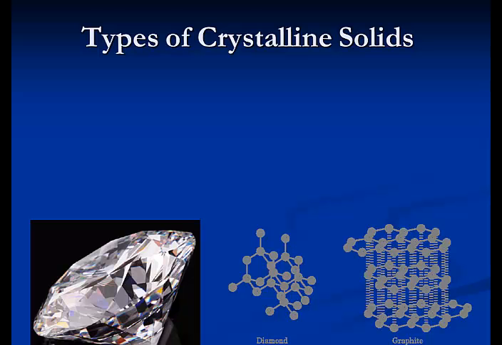Another type of crystalline solid is covalent network. So metallic solids are held together by metallic bonds, which we spoke about back in Chapter 6. Covalent network solids are held together by covalent bonds. So in the cases down here of diamond and graphite, both of them are made of pure carbon, but held together by covalent bonds a little bit differently.